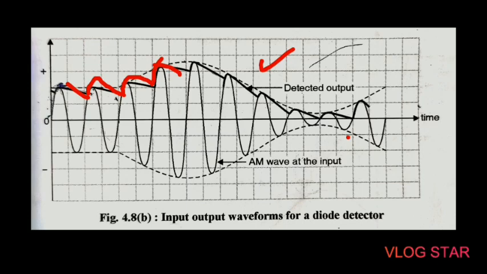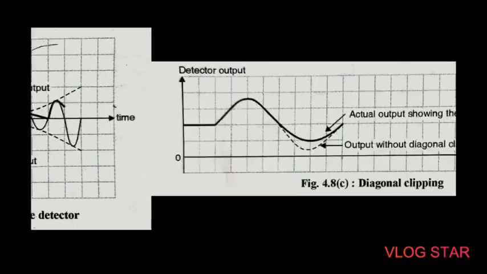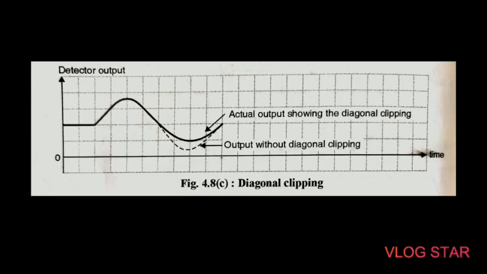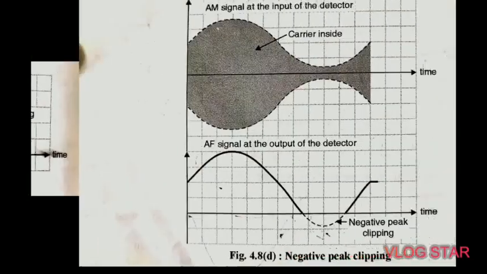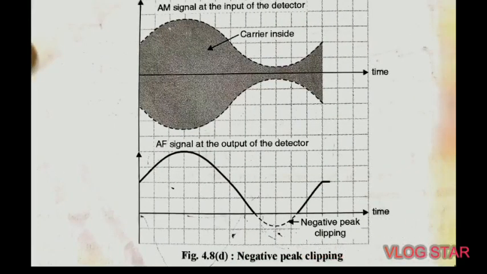So the RC time constant must be slow enough to keep the RF ripple as small as possible, but it should be fast enough so that the detector circuit can follow the faster modulation variation. In the detector output process, there are two types of distortion which can occur: the first is diagonal clipping and the second is negative peak clipping.